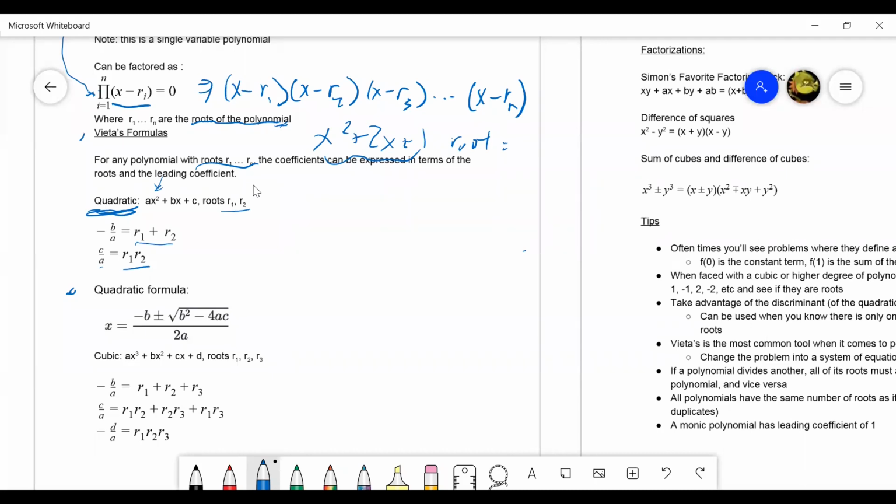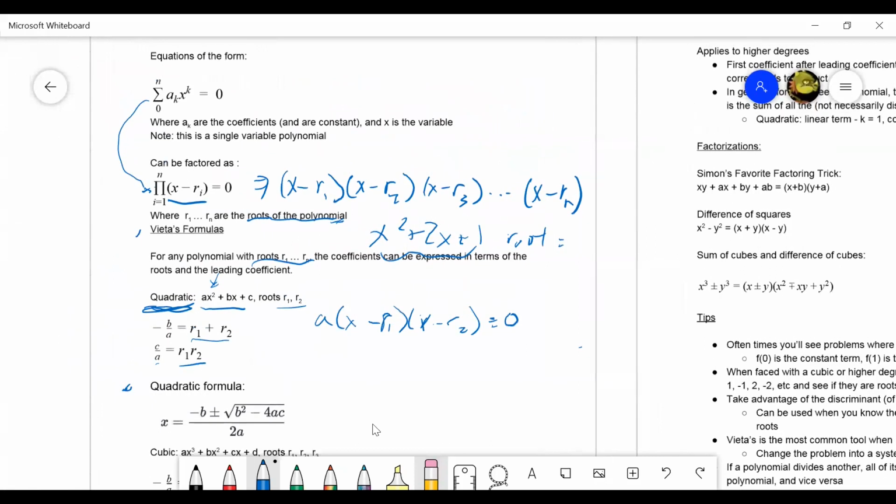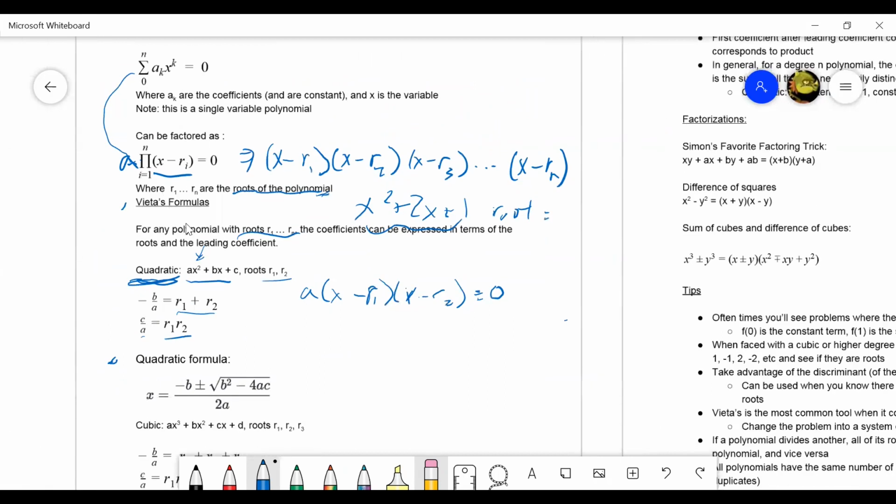The reason why this is true is that if we take the quadratic ax squared plus bx plus c, we know that it can be factored into a times (x minus r1) times (x minus r2) equal to 0. I did forget to mention here in the product notation that you do have to have a leading coefficient outside of everything as well.